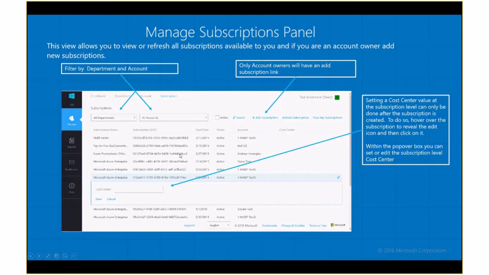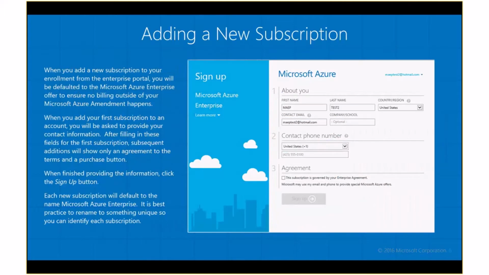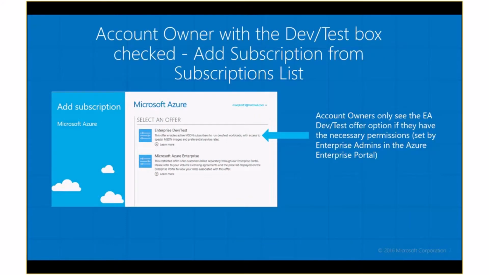And when you add subscriptions, you're going to see something that looks like this. It's going to spin up another web page where you will provide a first name, last name, a contact email, and then go through the process of signing up for the subscription. Then when you go through that process, you're going to get at least a couple of options here. The first one here, pretty important.